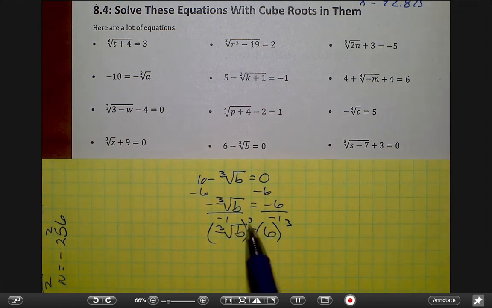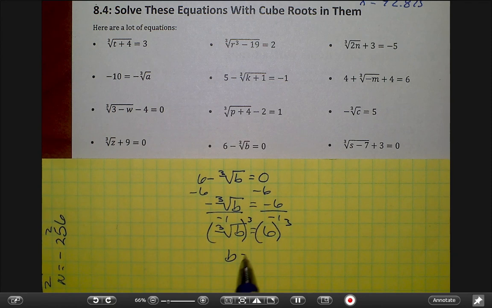Over here, these cancel. B equals. And 6 to the third power is 216? Okay.